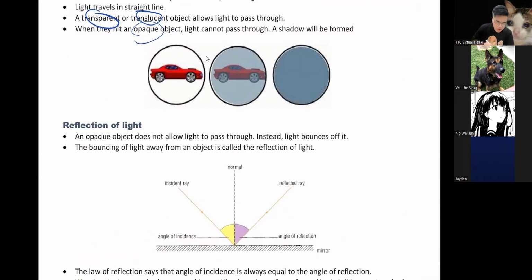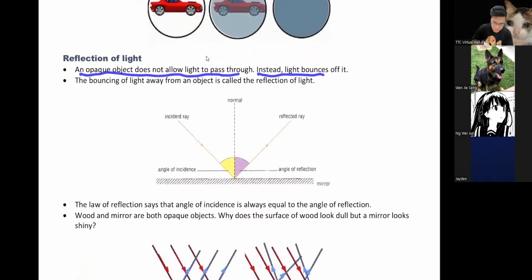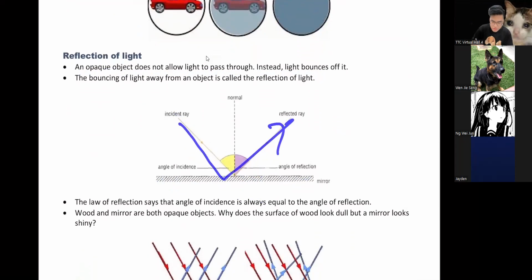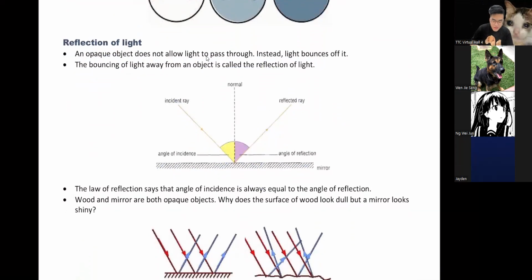I'm sure you know this. So what is reflection? An opaque object does not allow light to pass through. Instead, light bounces off it. So let's say this is a mirror. Light cannot go through the mirror because the mirror is not transparent, but it will be bounced off. So when light bounces off, that is your reflection. The bouncing of light away from an object is called reflection of light. So mirror is reflection.